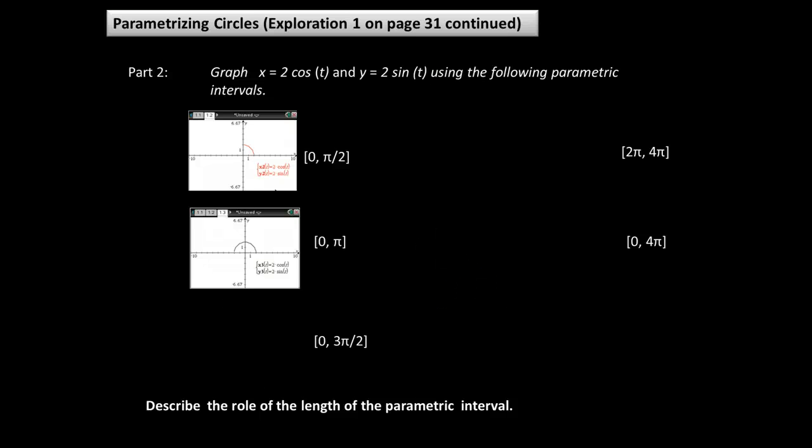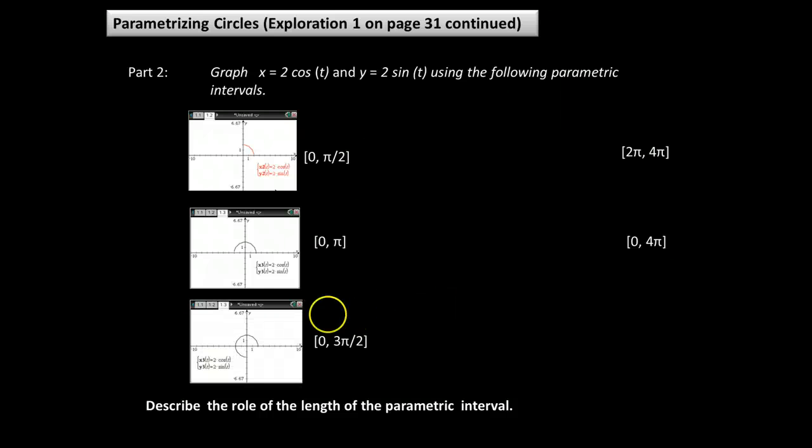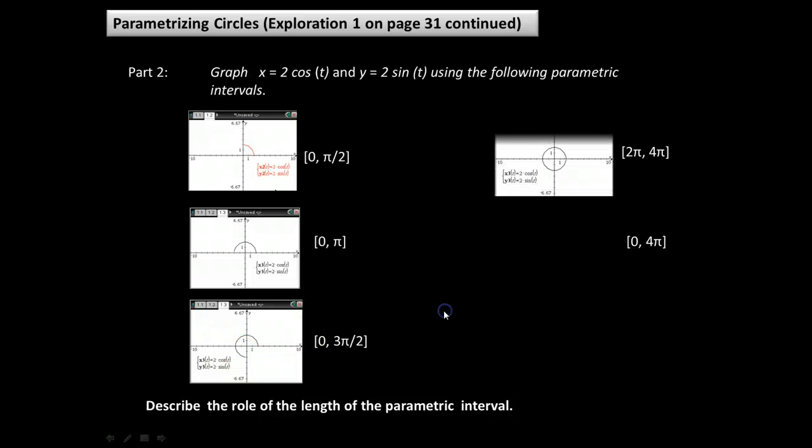Next, we're going to change our t interval. We're going to keep our equations the same. And our t interval now, we're going to go from 0 to 3 pi over 2. And we're now going to get 3/4 of our circle. Next, we're going to do a t interval of 2 pi to 4 pi, and we get the entire circle.